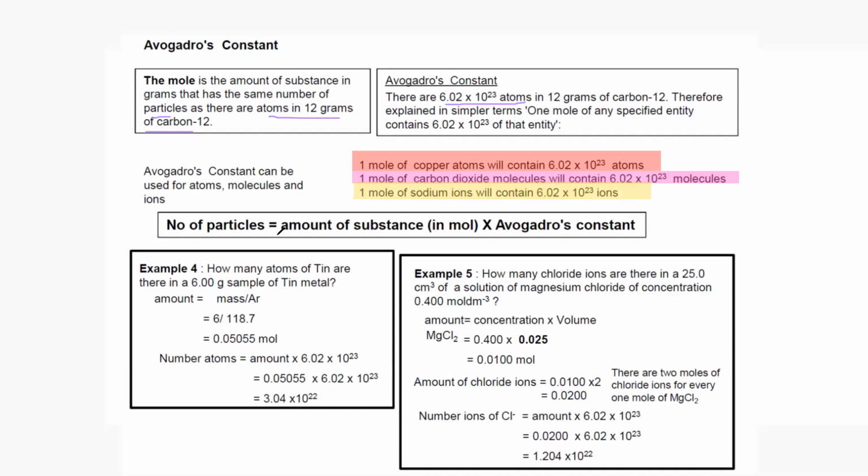So in the first example, how many tin atoms are there in 6 gram of sample? How do we work this out? First we'll work out the moles, or amount: mass in gram, 6, divided by relative atomic mass, because tin is an atom. Metal is there, so we use relative atomic mass. So we'll get the number of moles, and number of moles multiplied by Avogadro's number. So it will have 3.04 into 10 to the power 22, and this time it will be atoms. And same question, how many chloride ions are there?